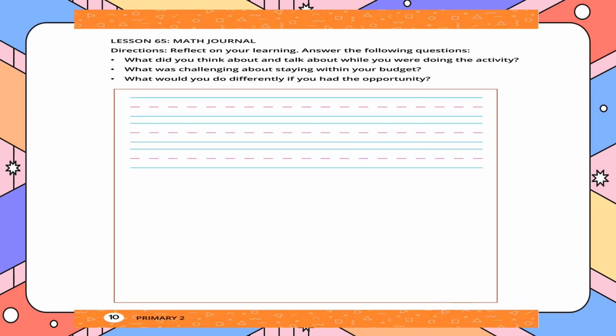Let's move to math journal. Reflect on your learning, answer the following questions. Number 1, what did you think about and talk about while you were doing the activity? Number 2, what was challenging about staying within your budget? Number 3, what would you do differently if you had the opportunity?